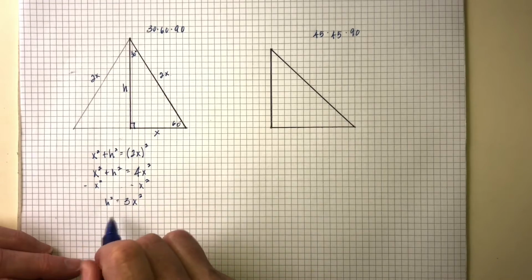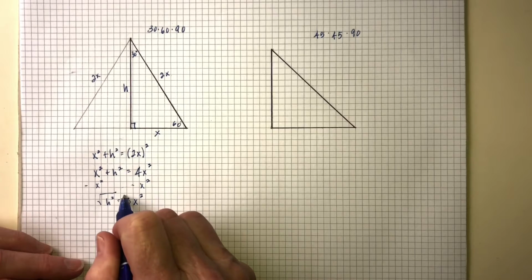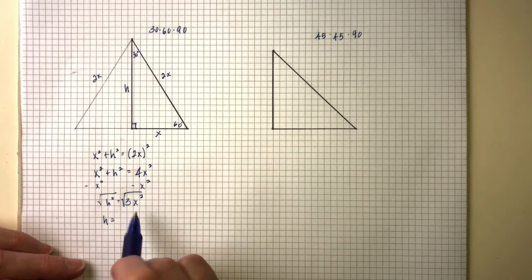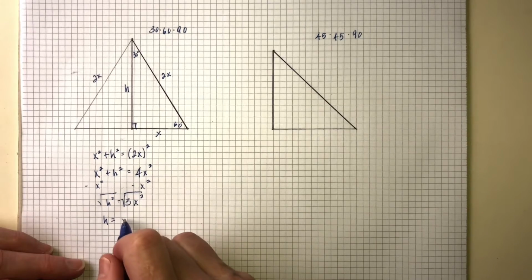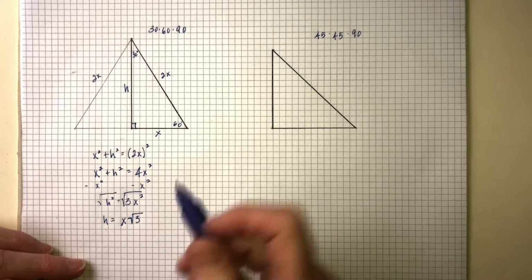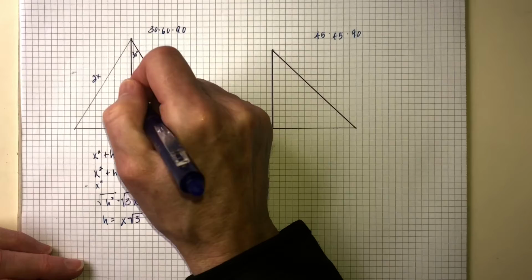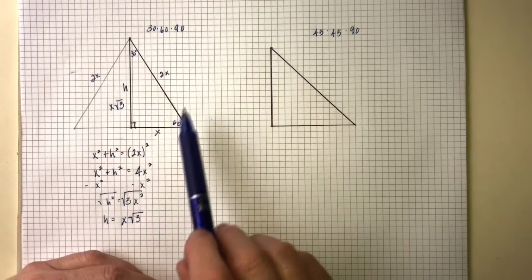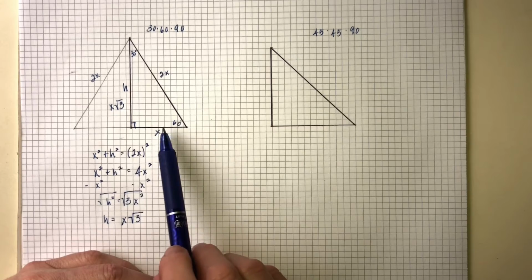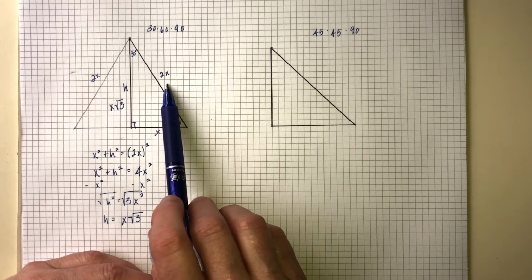And then we can take the square root of both sides, giving us h on this side. And on this side, well, x squared is a perfect square, so it can come out of there. And the root 3, that stays like that. So for this long leg, we actually can replace the h with x root 3. So for your 30, 60, 90 triangle, you've got these ratios: x for the short leg, x root 3 for the long leg, and 2x for the hypotenuse.